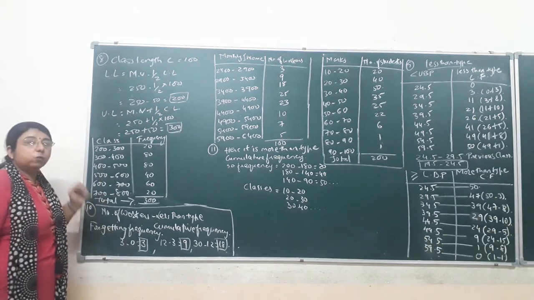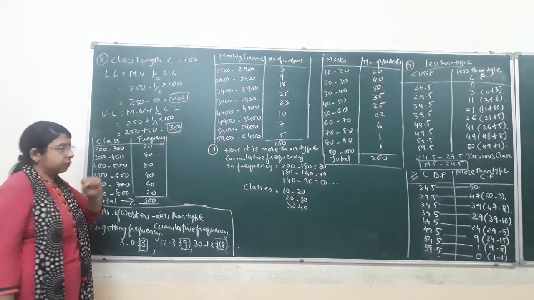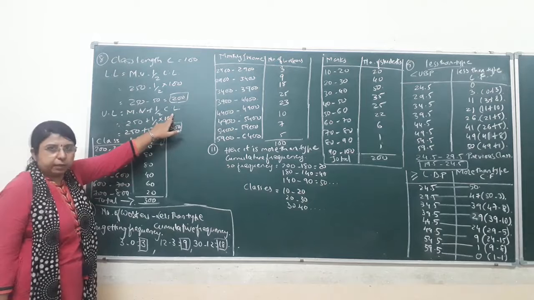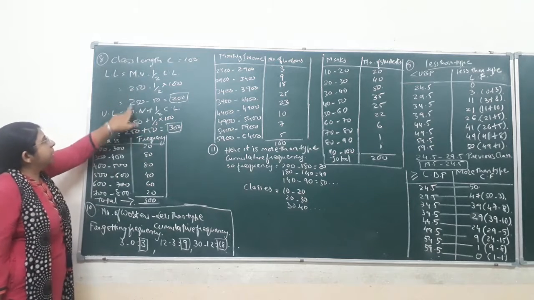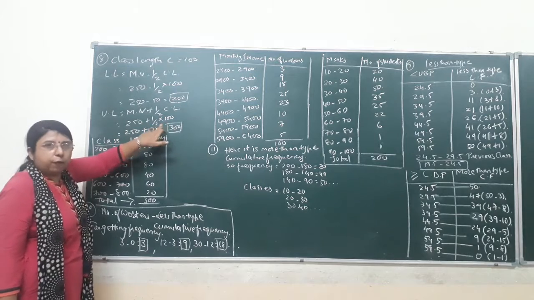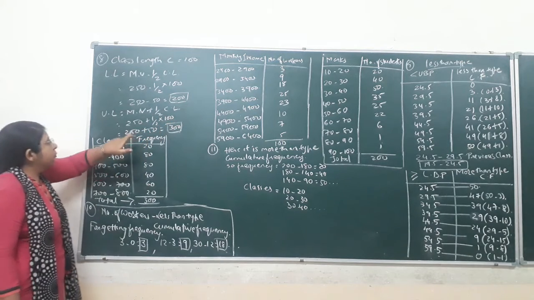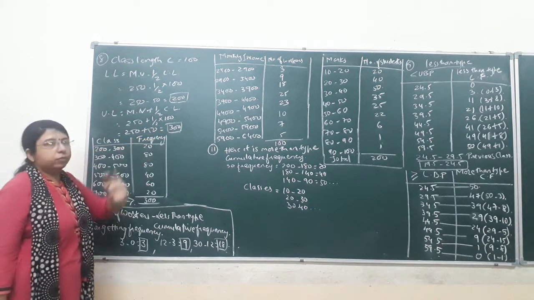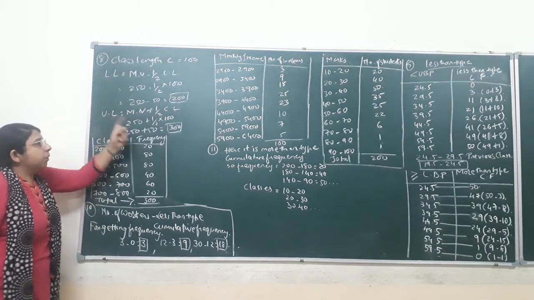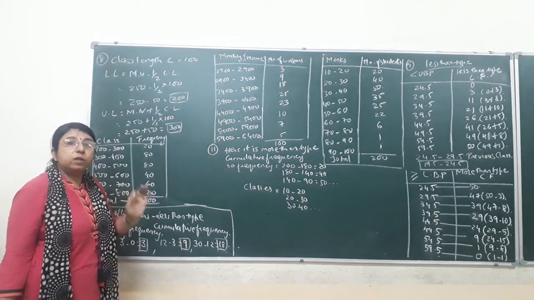In the same way, we have to find the upper limit of the same class. Upper limit formula would be mid value plus half of class length. So mid value would be the same, that is 250. So 250 plus half of 100. Half of 100 again would be 50 only. So 250 plus 50 would be 300. So the lower limit would be 200 and upper limit would be 300 of the first class.